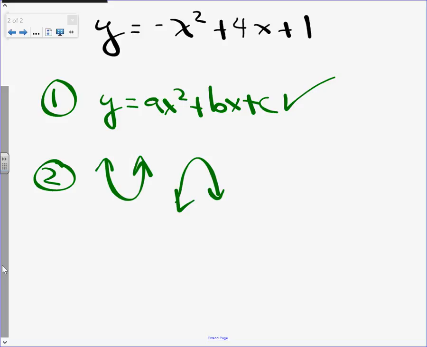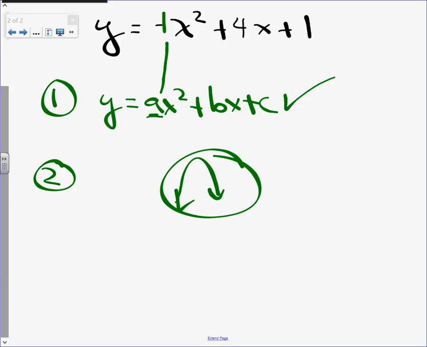Why? The A value, the coefficient, is -1. So I know in step two that it opens down. Let's draw a simple parabola for step two that opens down.